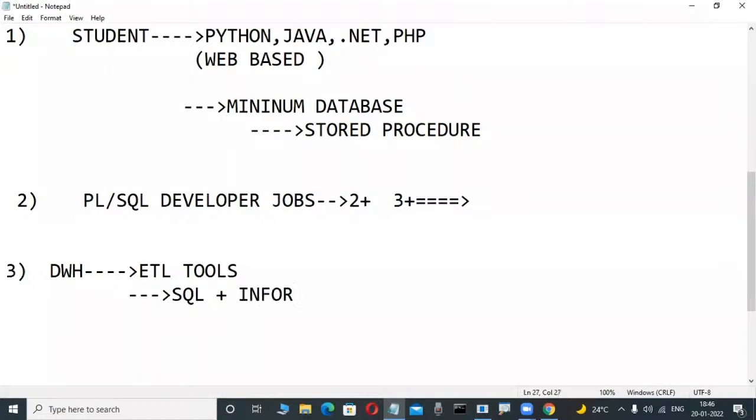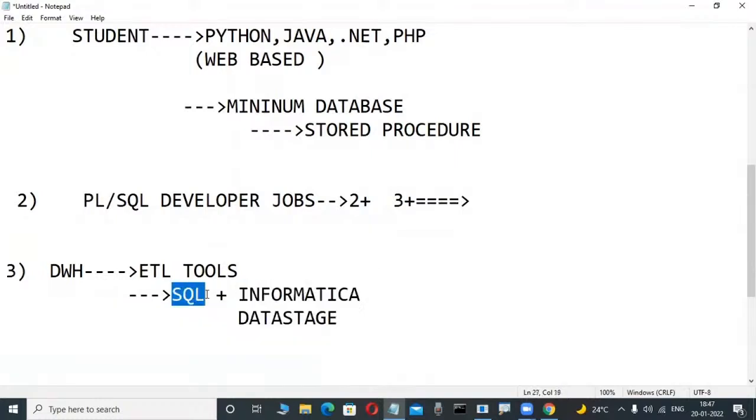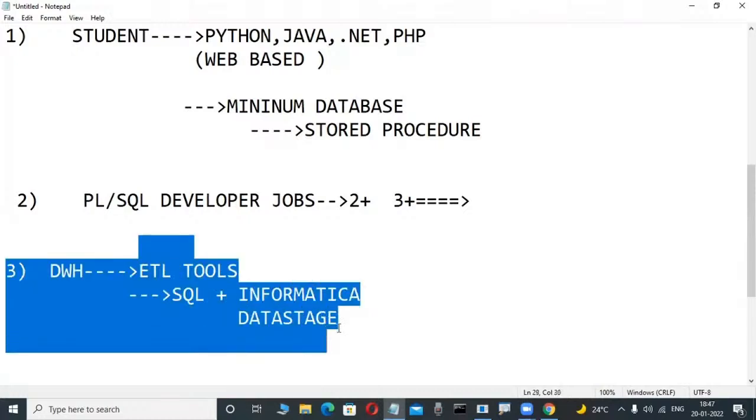Informatica is a very popular ETL tool. Again, Talend is also a popular tool. These ETL tools have a graphical user interface. For learning them, minimum knowledge of SQL is required. That's why they are learning these courses, for these jobs also.